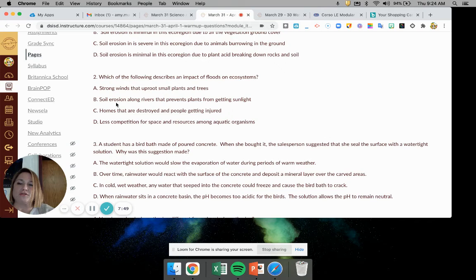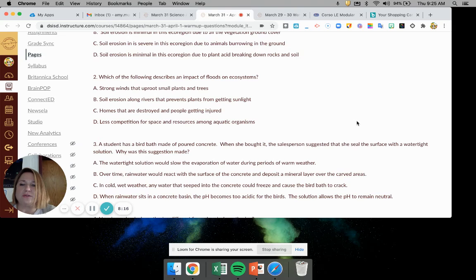But answer choice B, soil erosion along rivers that prevents plants from getting sunlight because the plants have been disrupted. They've been uprooted. They are no longer functioning. They're no longer photosynthetic. And all that erosion in the water keeps the water plants from getting the sunlight. We talked about that when we did the stream table. So the best answer for number 2 is B.